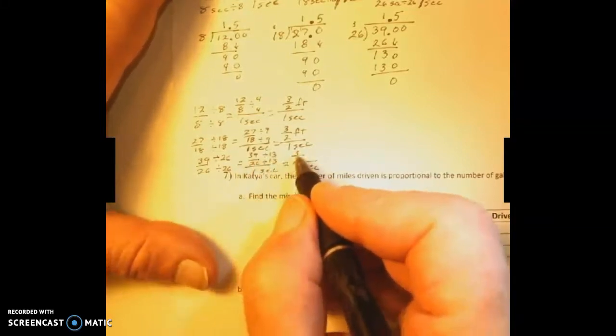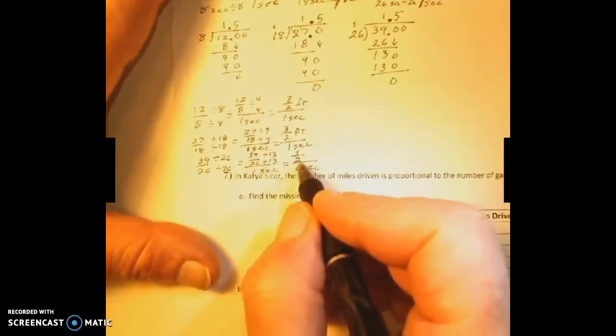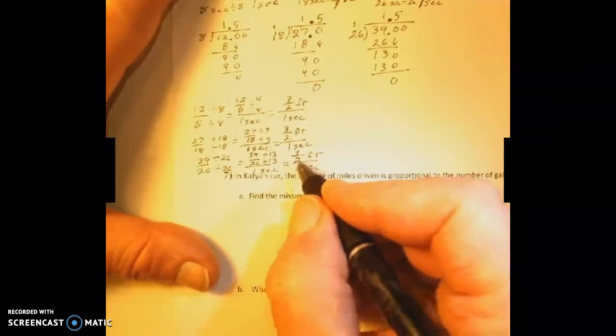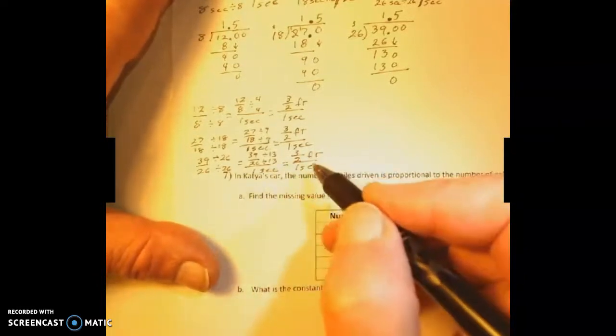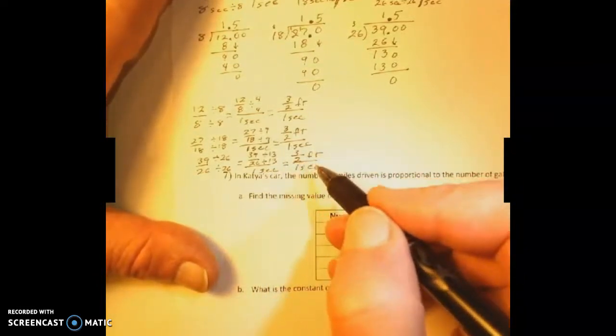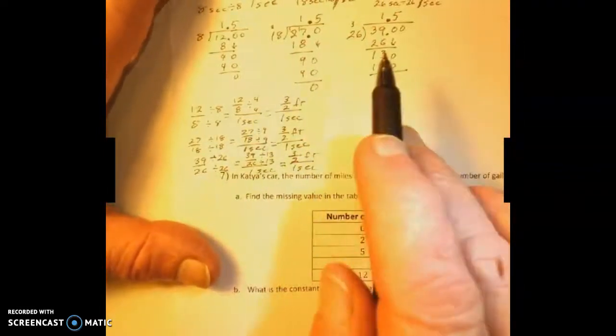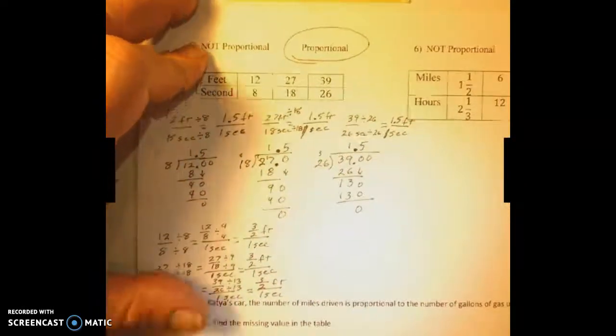39 divided by 13 is 3. 26 divided by 13 is 2. So again, it is 3/2 feet, 3 over 2, 3/2 feet per second, 1 1/2 feet per second. All three of those are equivalent, so therefore this is proportional.